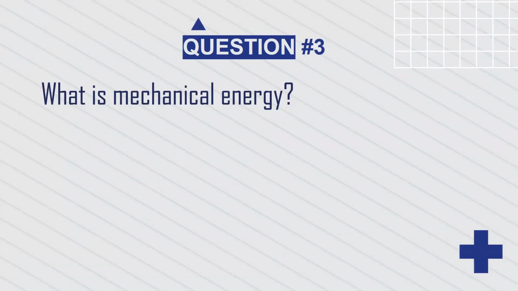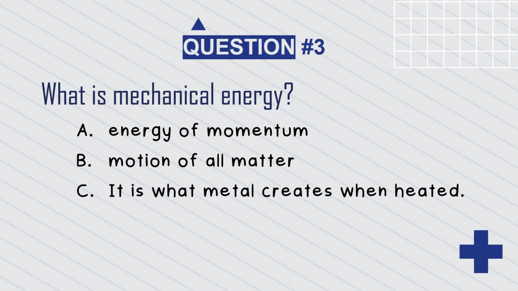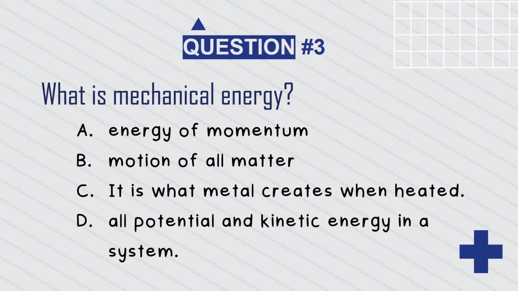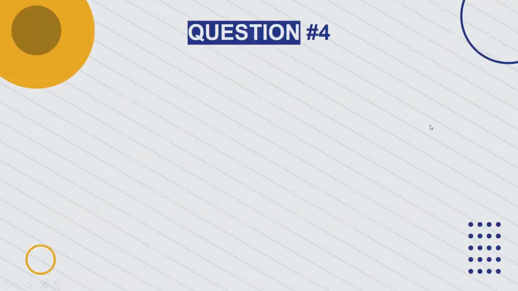What is mechanical energy? A. Energy of momentum. B. Motion of all matter. C. It is what metal creates when heated. Or D. All potential and kinetic energy in a system. So this is a very easy question. So the mechanical energy is, correct, all potential and kinetic energy in a system.